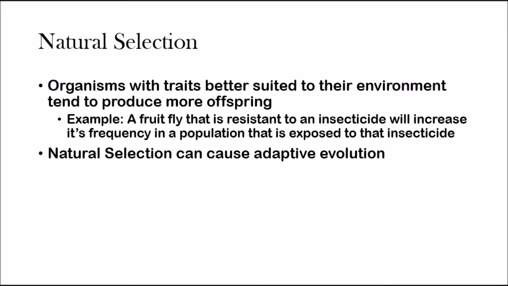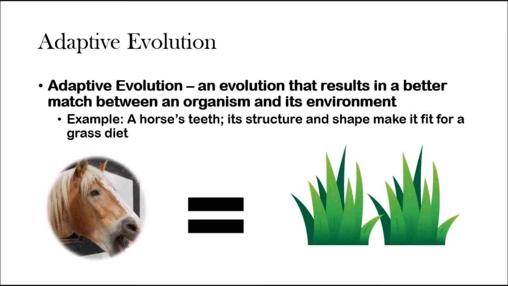And natural selection can cause what's called adaptive evolution. What is adaptive evolution? Adaptive evolution is evolution that results in a better match between an organism and its environment. For example, a horse's teeth. Adaptive evolution can cause the structure and the shape of the teeth in a population to make it fit for a grass diet. So basically, the structure and the shape of the teeth will eventually match and be perfected for the diet of that horse until all the organisms in that population of horses have that perfect teeth.